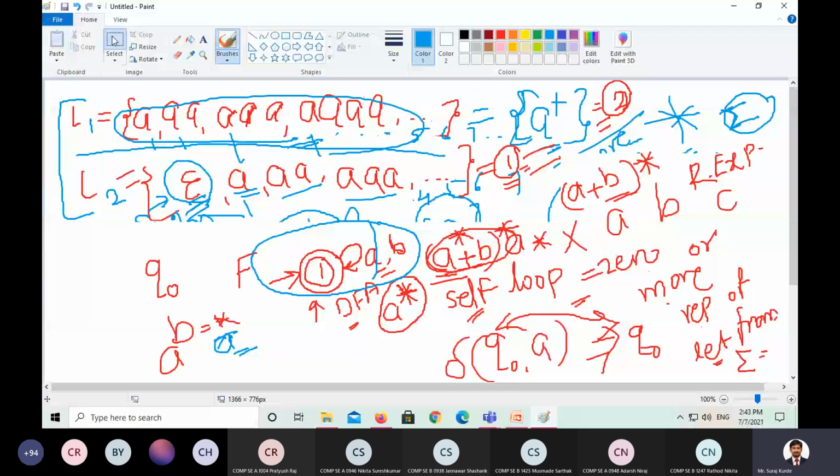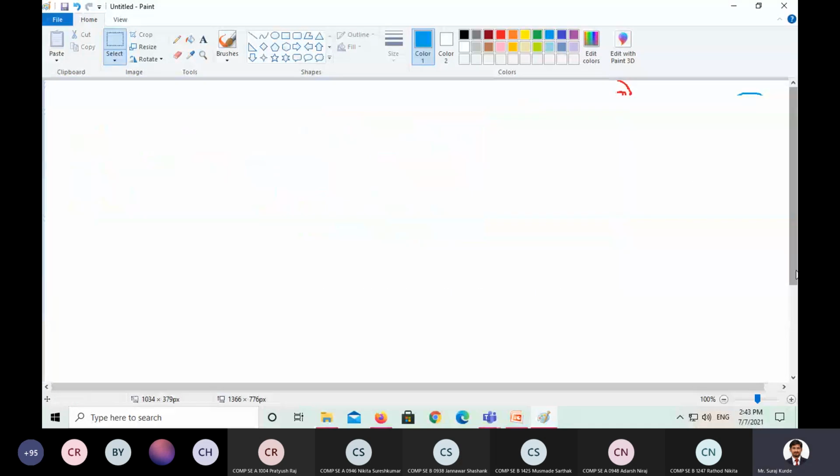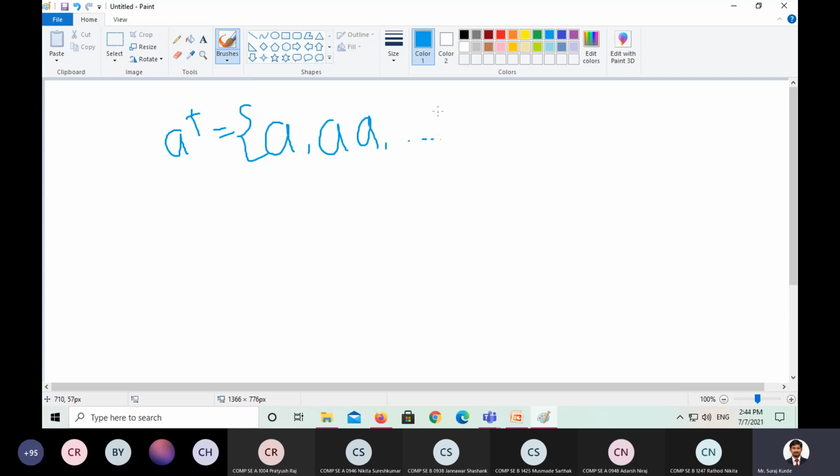And what is A plus? Let me clear it. In A plus, what is the condition? The language is A, double A, and so on. A is used 1 or more times. Now there is no epsilon, and when there is no epsilon, 1 or more times is there. As here the length of the minimum string is 1, so 1 plus 1 it is 2.